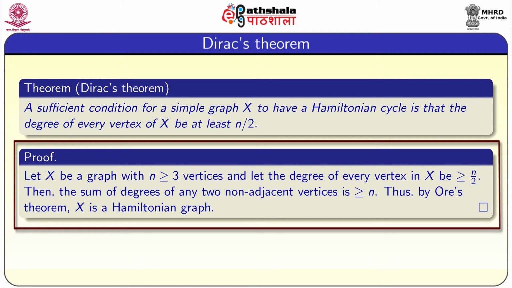Let x be a graph with n greater than or equal to 3 vertices, and let the degree of every vertex in x be greater than or equal to n by 2. Then the sum of the degrees of any two non-adjacent vertices is greater than or equal to n. Thus, by Ore's theorem, x is a Hamiltonian graph.